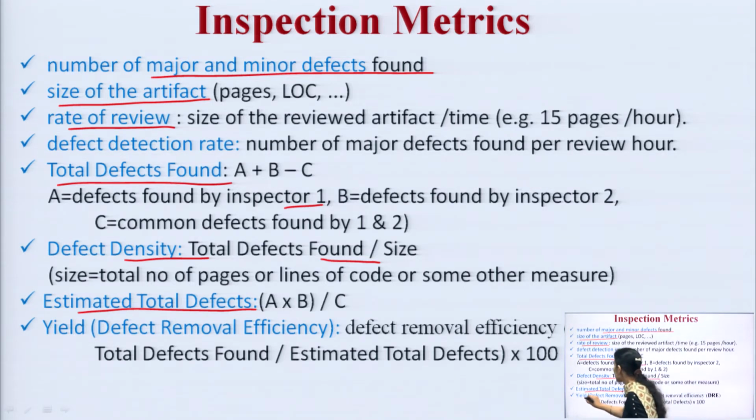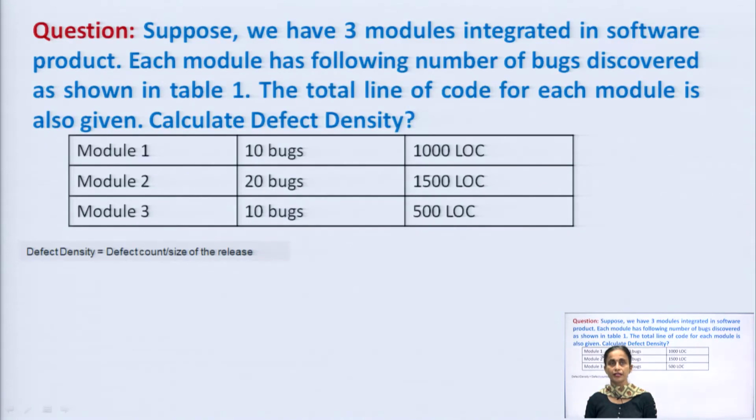And then the yield. Yield means the defect removal efficiency. It is also known as DRE, that is total defects found divided by estimated total defects, multiplied by 100, that is the percentage of total defects divided by estimated total defects.